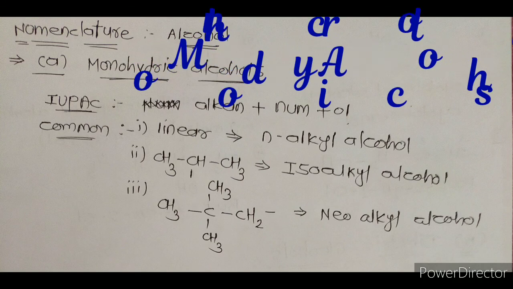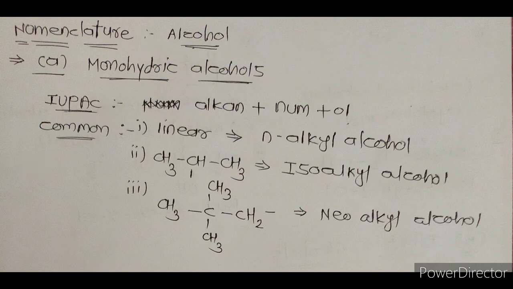In IUPAC naming, simply remember the trick: alkane plus number plus ol. Remove the letter E from the alkane, and when the number of carbon atoms is 3 or more than 3, we give the numbering in such a way that the OH group gets the lower number. Once again, this numbering applies when the number of carbons is 3 or more.